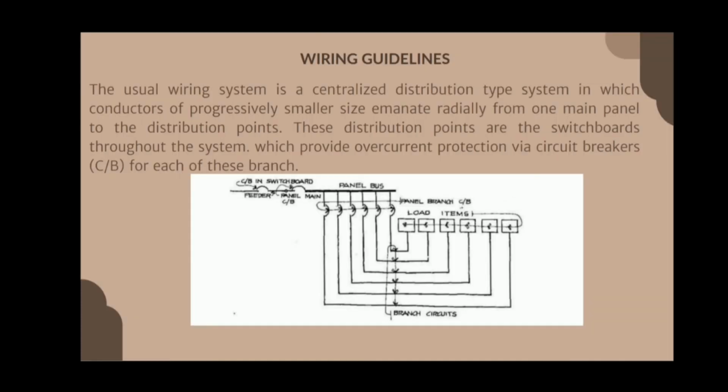The wiring guidelines. The usual wiring system is a centralized distribution type system in which conductors of progressively smaller size emanate radially from one main panel to the distribution points. These distribution points are switchboards throughout the system, which provide the overcurrent protection via circuit breakers, CRB, for each of these branches.